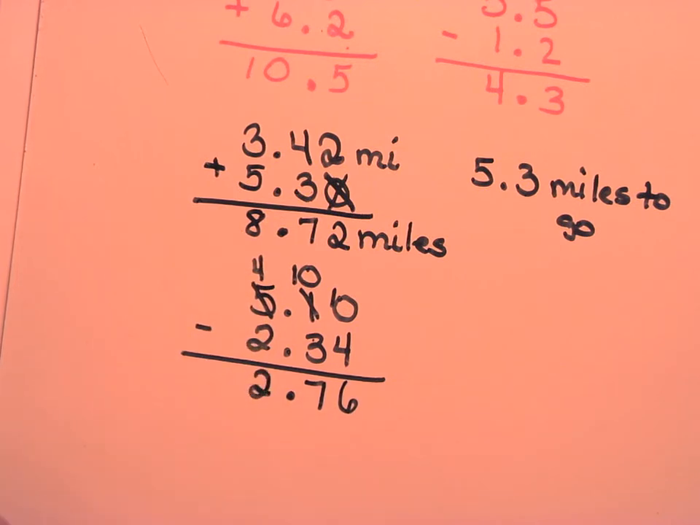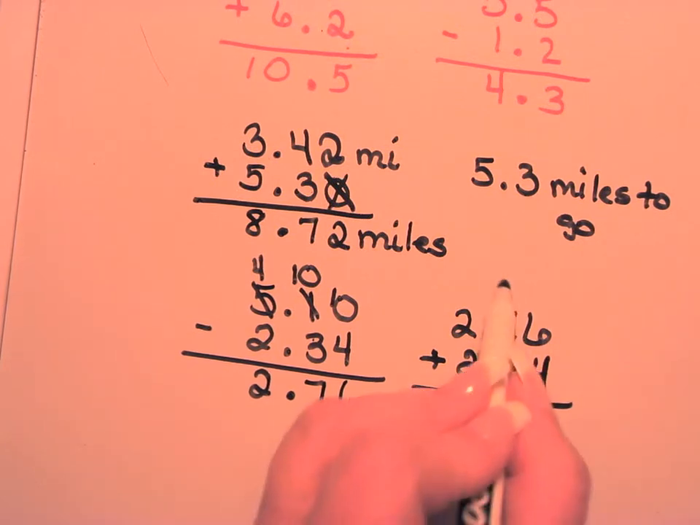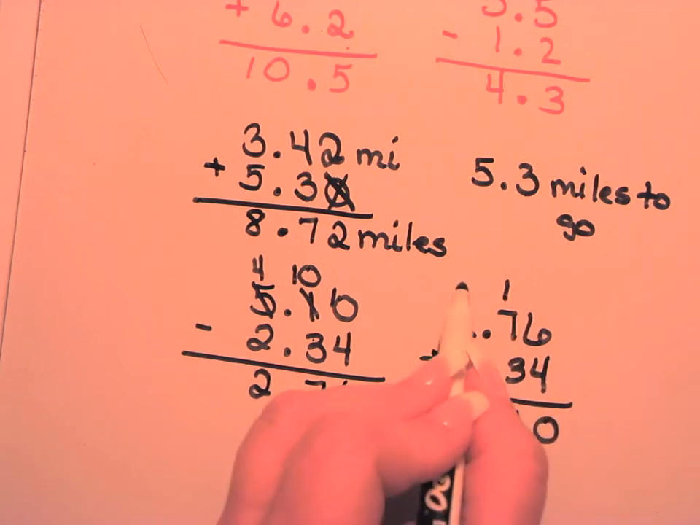Now remember what I've told you in the past. We can check our subtraction by addition just like we can check our division by multiplication. So let's do our adding here. So I have 2 and 76 hundredths plus 2 and 34 hundredths. When I add those together, 6 and 4 is 10, carry my 1. 7 and 3 is 10, plus 1 more is 11, carry my 1.